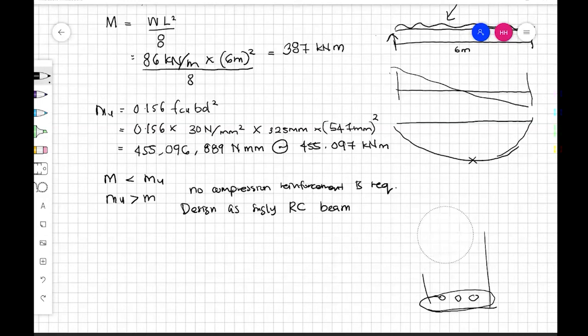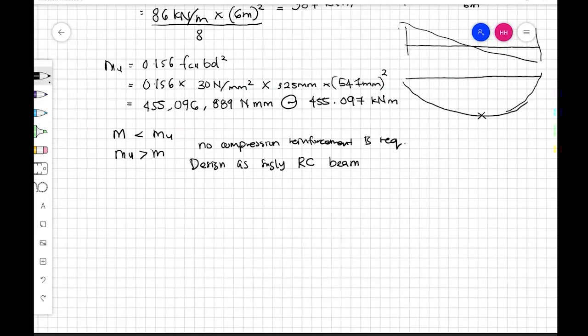Okay, alright. So we are done with this. Dah compare. Okay, kita tahu kita boleh design dia as singly. So bila kita dah boleh design dia as singly, next step is kita nak cari AS.